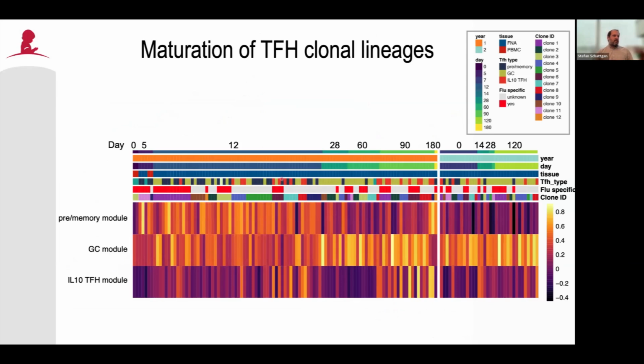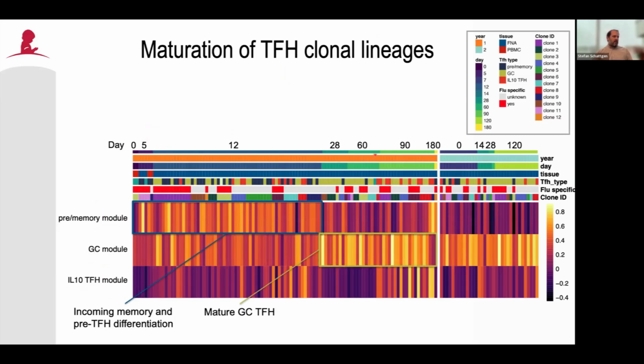And now this lets us look a little bit more at how these particular clonal lineages are maturing over the course of the response here. So this is ordered by time, going left to right here. And then we use some of the differentially expressed genes for each of these different populations to define these modules and come to a single score that captures that signature. What we could see here is that early during the response, we have this incoming memory pre-TFH differentiation corresponding to high pre-memory module scores. Before those drop off later on at day 28, day 60, and day 90, and now we're seeing this mature germinal center TFH response taking over.